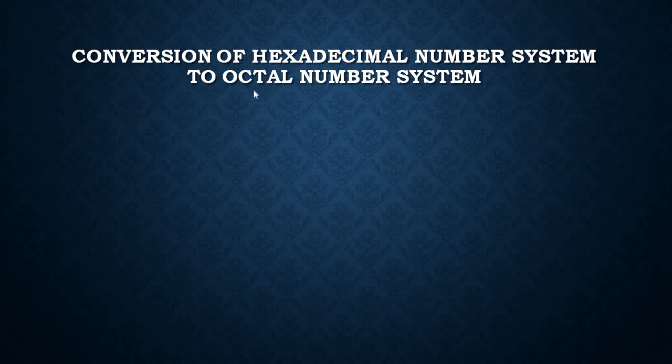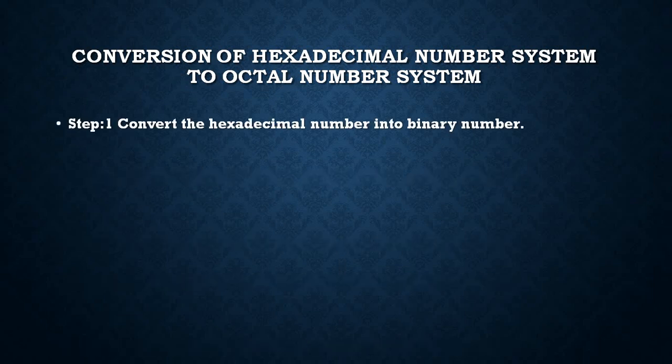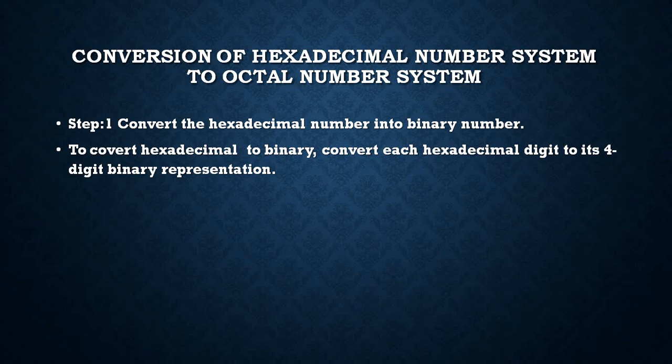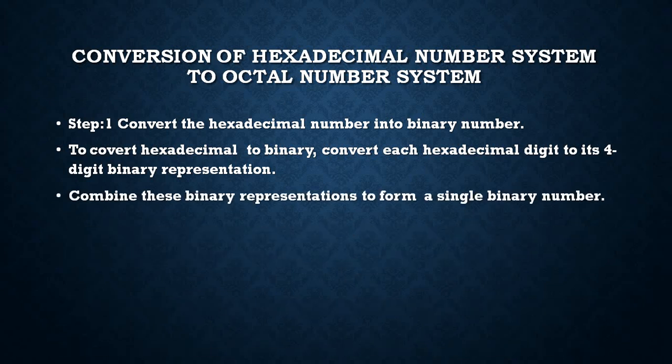Now again we have to convert the hexadecimal number system into the octal number system. When we have to convert hexadecimal to octal, we use two steps. Step one is to convert the hexadecimal number into binary. For that purpose, convert each hexadecimal digit to its 4-digit binary representation. Combine this binary representation to form a single binary number.